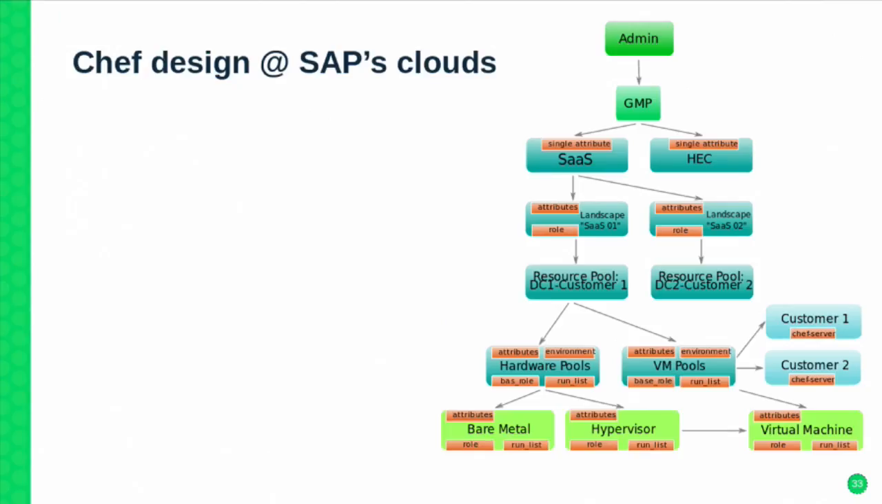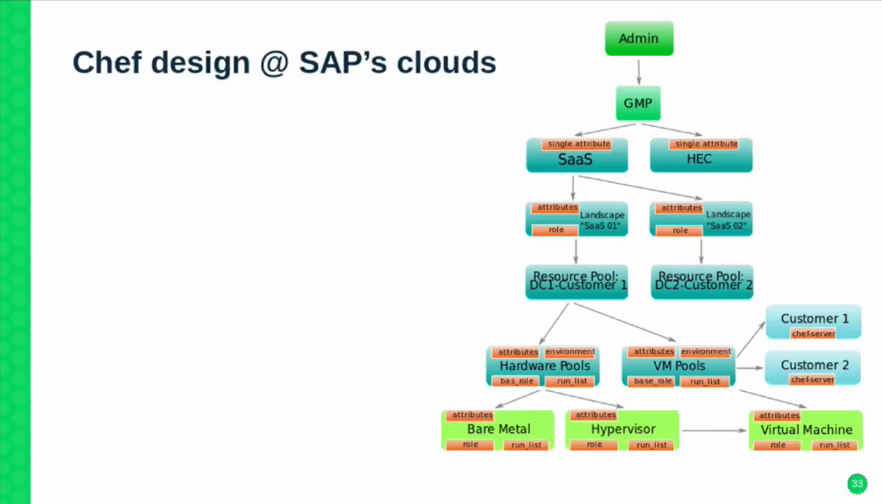Again, we've got the resource pools. Nothing to do here in Chef as it is just a logical entity for us. And then again, we've got our hardware and VM pools. You see, there's a lot of orange in here. We've got a base role for each pool. We've got attributes in this role and maybe an environment, if it's a test or prod landscape or whatever. And then we've got a final run list, which is used for new deployments.